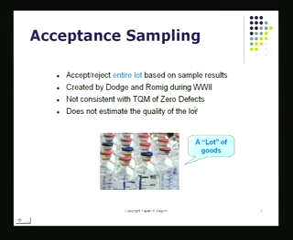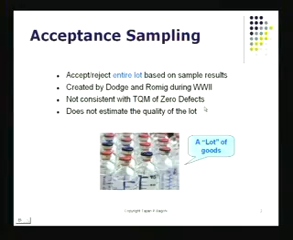This procedure, by the way, because it does not inspect all the items, it cannot guarantee 0 defects. There will be a few items that might sneak in because you are really not inspecting each and every one of them. Therefore, the acceptance sampling procedure is not consistent with the objective of 0 defect. That's something we've got to remember.